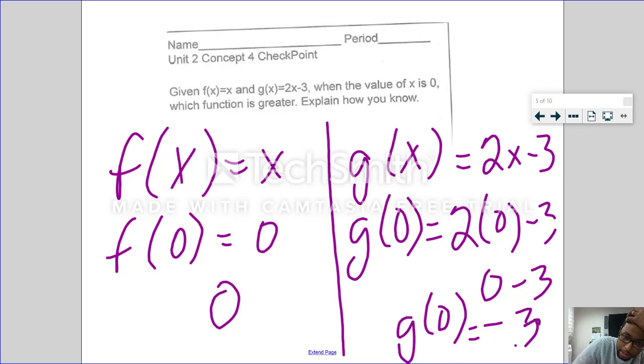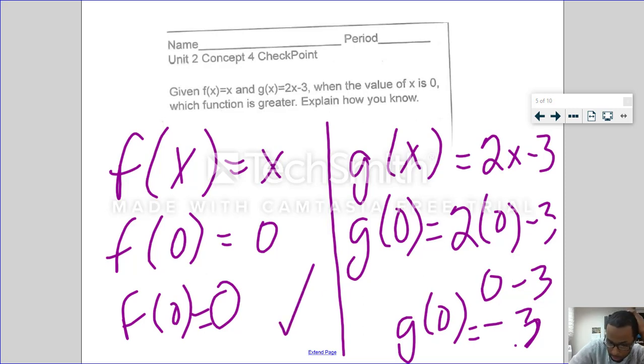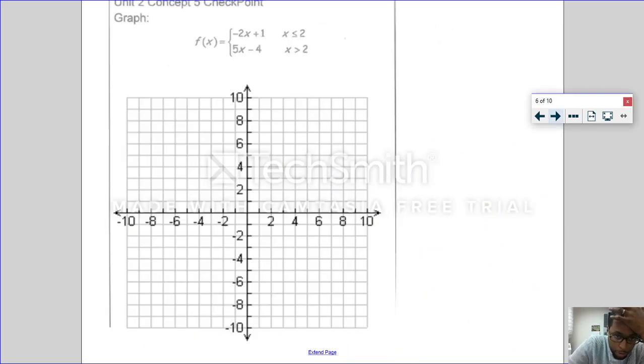And in this case, f of 0 is 0. So which function is greater? Clearly, we know that 0 is greater. How do you know? Because 0 is greater than negative 3 when we plugged in the work. Okay? Questions? Again, rewind the video.